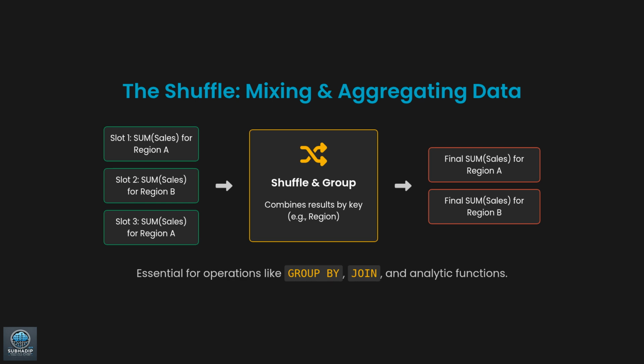But what happens when you need to aggregate data, for example, using a group by clause? This is where the shuffle tier comes in. Intermediate results from all the worker slots are sent to a distributed in-memory shuffle layer. This layer sorts and groups the data by the aggregation key before sending it to the next stage for final computation. This is a critical step for complex analytical queries.